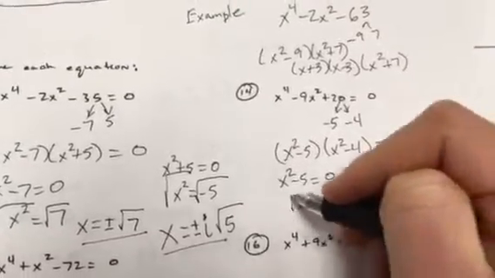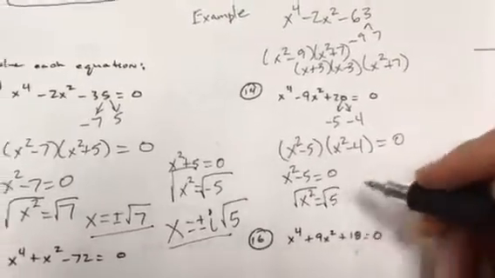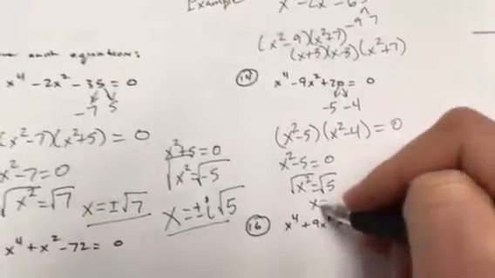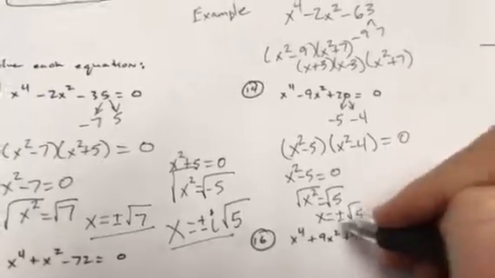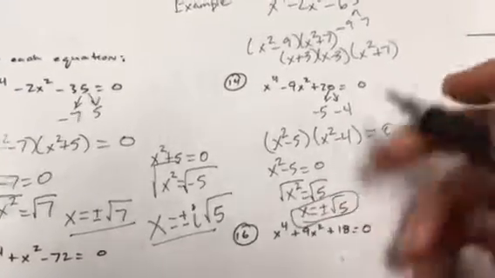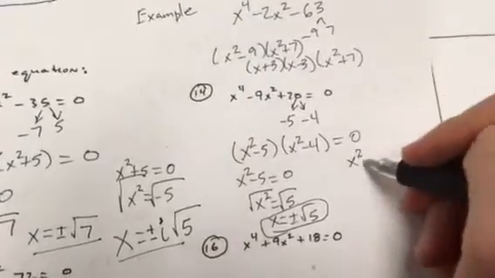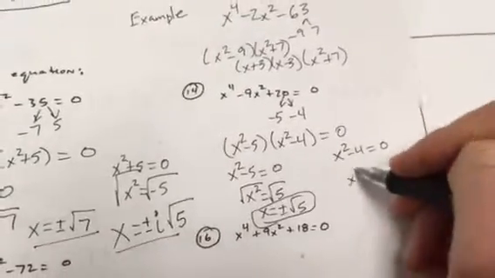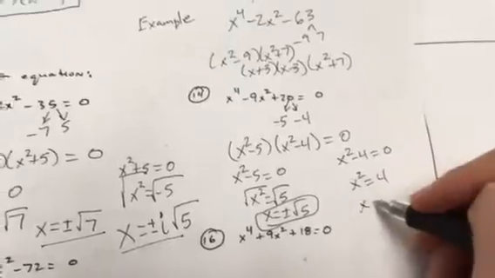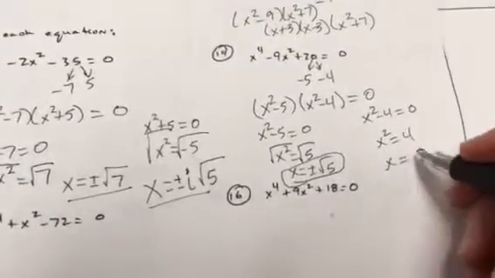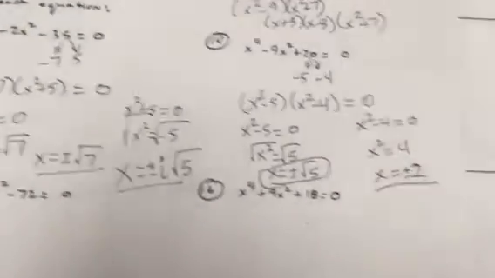X squared is 5. Take the square root. When you take the square root of 5, you are left with plus or minus root 5. Sorry, again, anytime you take a square root, it's plus or minus. Then right here, x squared minus 4 is 0. So we're going to write that. You get x squared is 4. This time we know what number squared gives you 4. It's 2, or it could be negative 2, hence we get plus or minus. Okay, the square root of 4 is a nice number too.